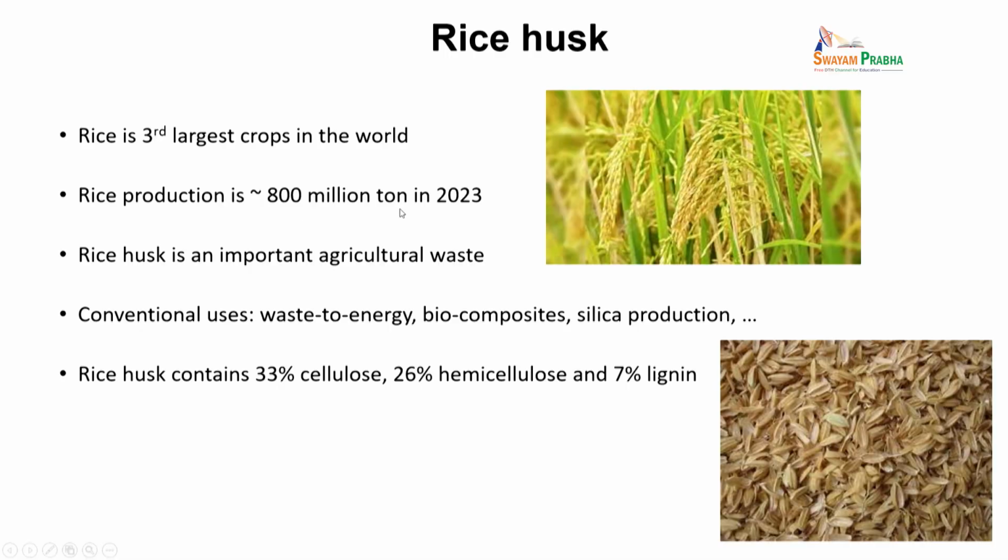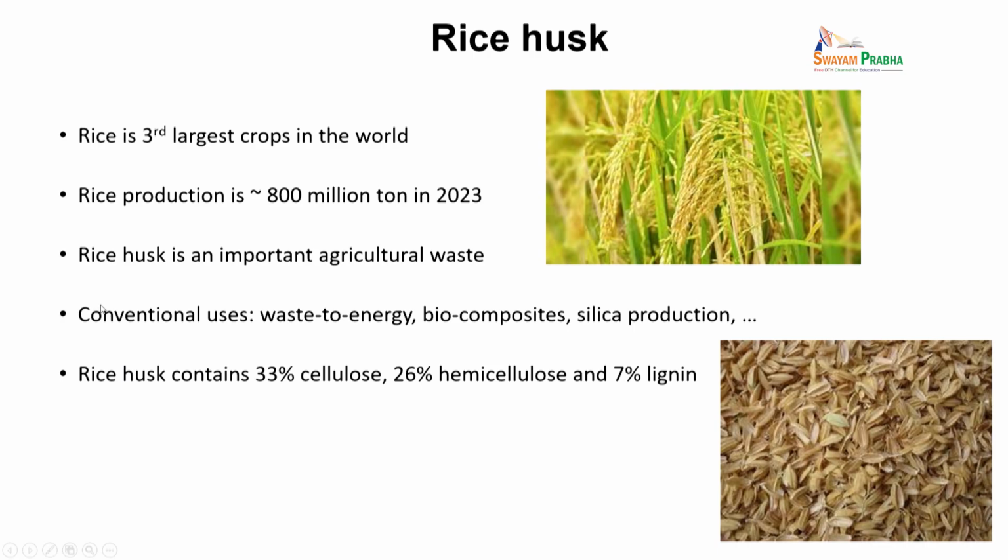So rice is the third largest crop in the world after corn and sugar, and in 2023 about 800 million tons of rice or paddy was produced, and this rice husk is an important agriculture waste. Okay, so usually how we manage at this point is we either use them as waste to energy, we burn them for energy, or sometimes we use them as a filler for biocomposites. We can also use it for extracting silica from rice straw. Okay, these are conventional applications.